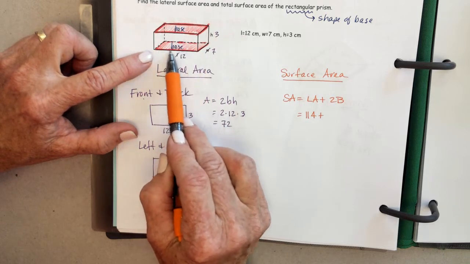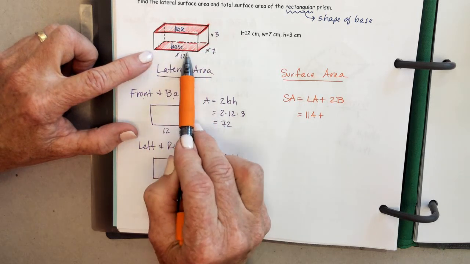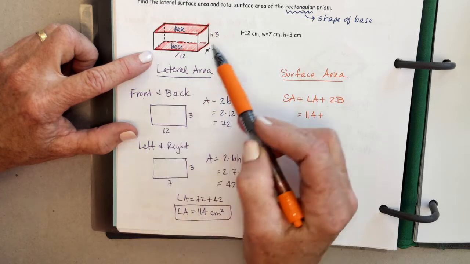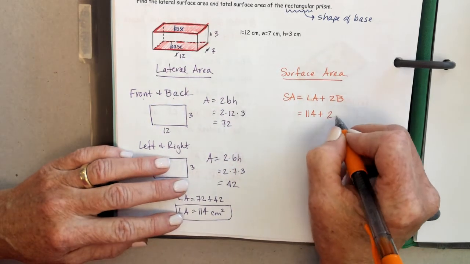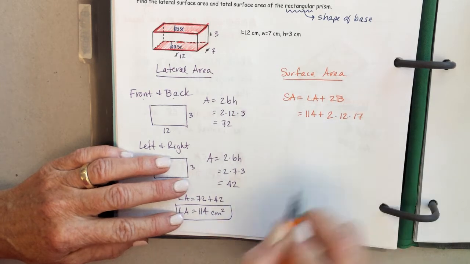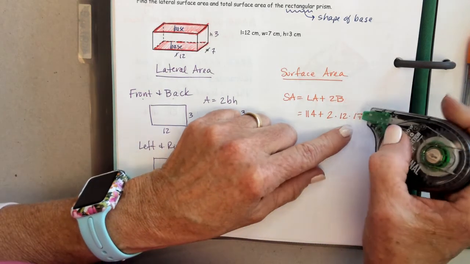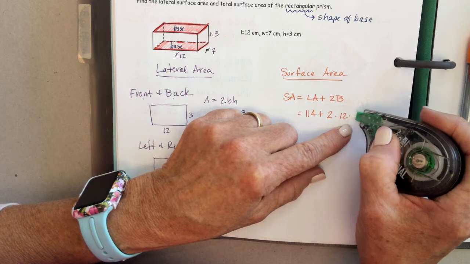That's a rectangle. Its base is 12 times the height of that rectangle that's on the bottom. That's 7. So 2 times 12 times 7. Oops, I wrote 17. 2 times 12 times 7.